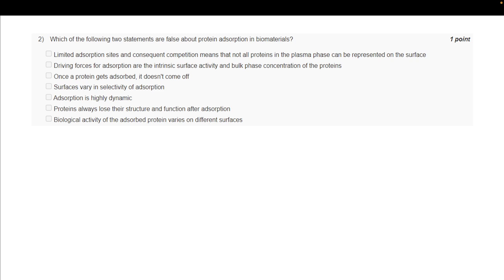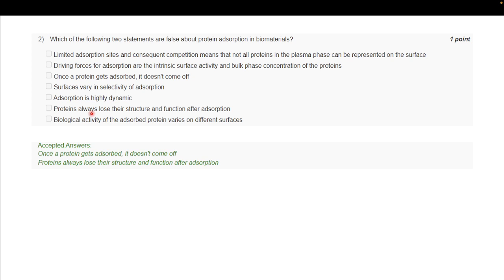No more response? Okay. Ma'am, I think 6, because proteins don't always lose their structure and function after adsorption. Oh, okay, this one, the last second: proteins always lose their structure and function after adsorption. So you're saying 3 and 6, right? Okay. Yes, ma'am. Okay, so we have two answers, 1 and 3, and 3 and 6. Then we'll look at the answers. The correct answer is, you're correct, the third option and the sixth option.